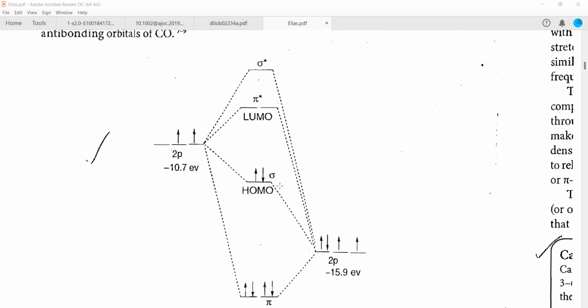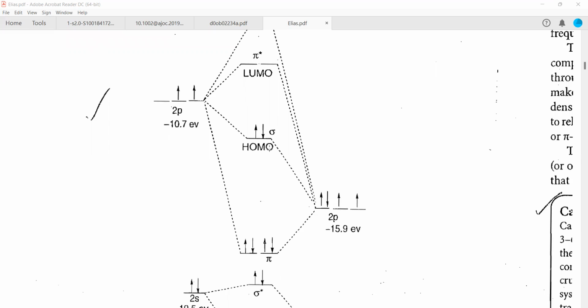In the ligand, whatever is the HOMO, that electron is given to the metal, and on whatever is the LUMO, the metal gives back electron density. Since carbon monoxide is a pi acceptor, the LUMO is a pi star. So when it is accepting electron density from the metal to itself, it has it in the pi star, and when it is donating, it is donating as a sigma.